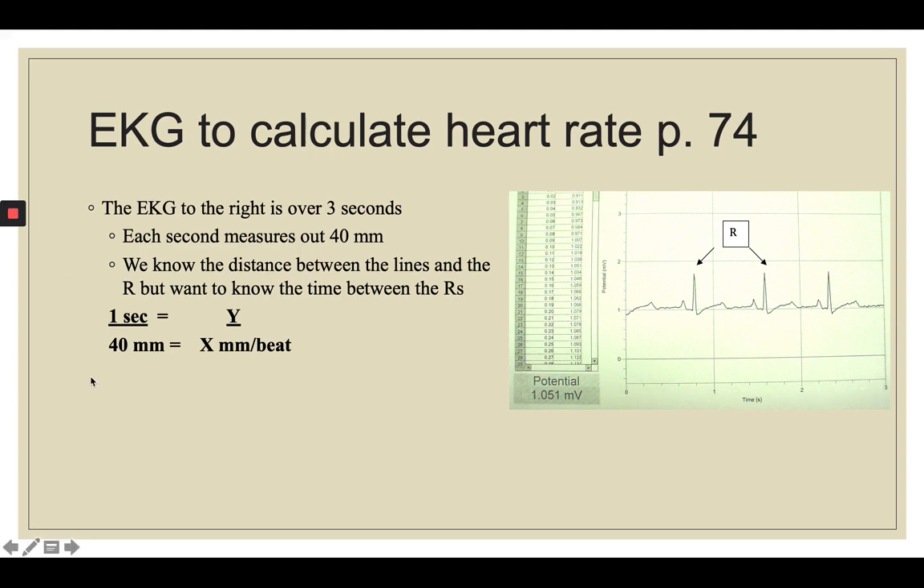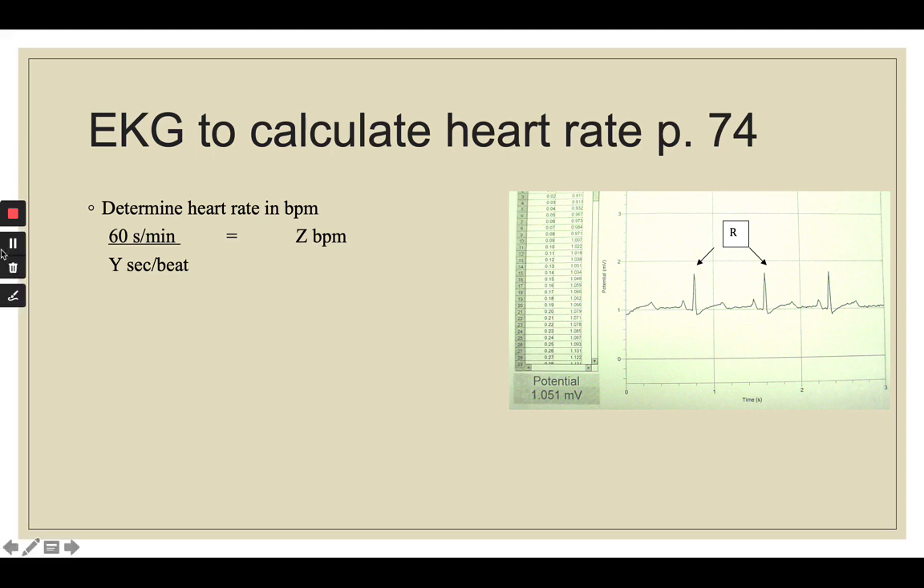So this is our equation that we use. 1 second over 40 millimeters is equal to Y over X millimeters per beat. Now the X millimeters per beat, you'll remember, is the average distance between the R peaks. So we know that, but we want to know how many seconds are in that time. That's step 2. Then what we do is we take this equation and we fill it out to get beats per minute. There's 60 seconds in a minute, and we know how many seconds are happening in one beat. So from here to here, we just calculated that. How many beats per minute are we getting?